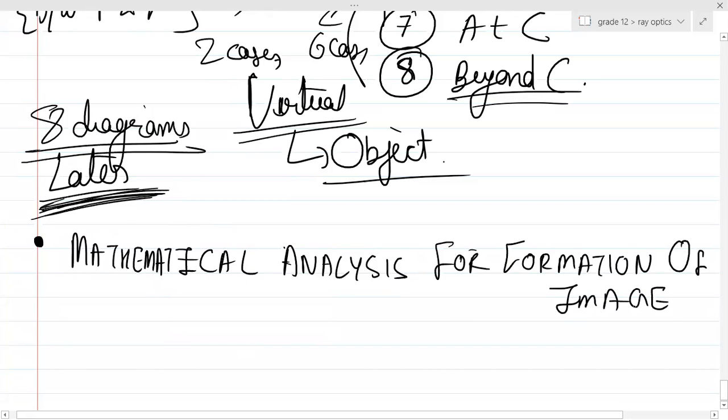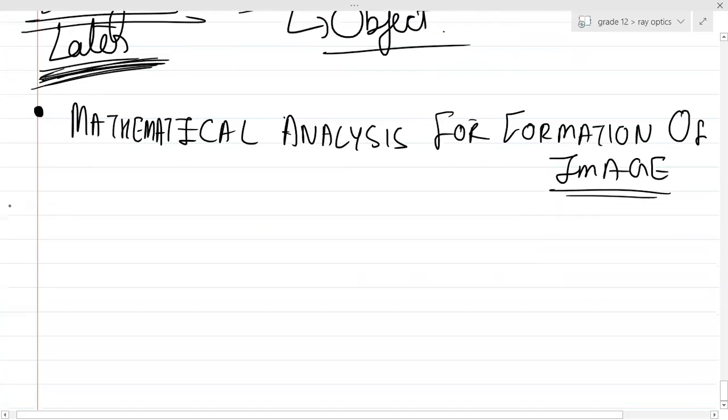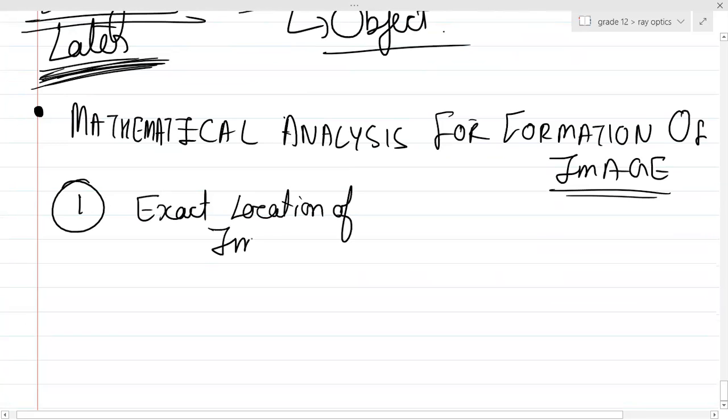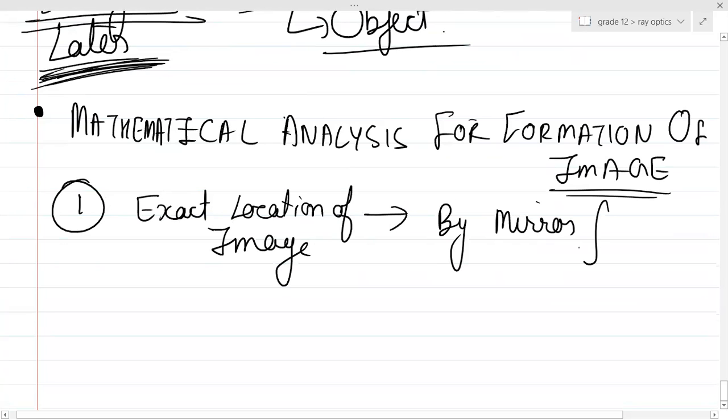So we'll discuss these cases later on, guys. Right now we have a little less time, and there are more school-related things. So whenever we need to analyze the image, what do we need to analyze? We need to analyze where is the exact location of image, right? How do we obtain this location of image? By using the mirror formula, right?